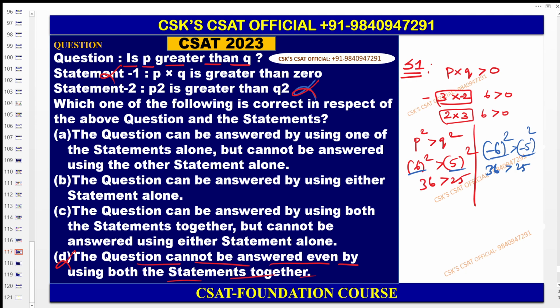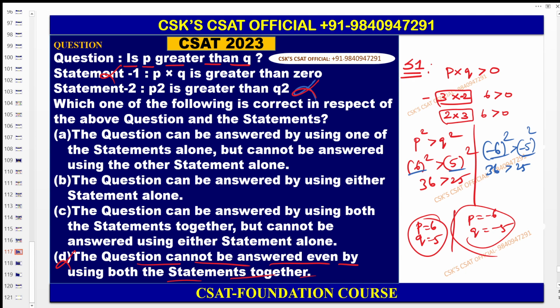Sir, statement 2, sir. Statement number 2. Yes, sir. Okay, you can go with statement number 2 here: P square greater than Q square. That is all that is provided here. With that, can you say whether P is greater than Q? What is the P here in these cases? 6 here. And Q here is 5. What about this case? P is -6, Q is -5. Right? Check here. In this case it satisfies, but in this case it does not satisfy. Understood?